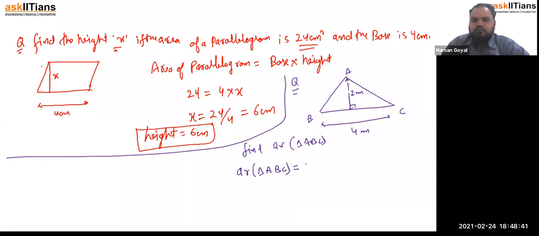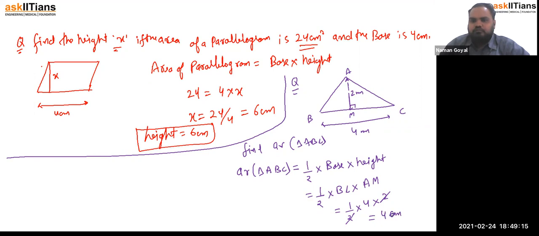As we know, the area of triangle ABC is 1/2 into base into height, right? For this particular question, we can take the base as BC and the height as AM, taking this point as M. So it will be 1/2 into BC, which is 4 meter, and AM, which is 2, isn't it? So the 2 will be cancelled out. It will become 4 meter, because I took meter here, so it will be meter. So what will the answer be? Let me erase this.